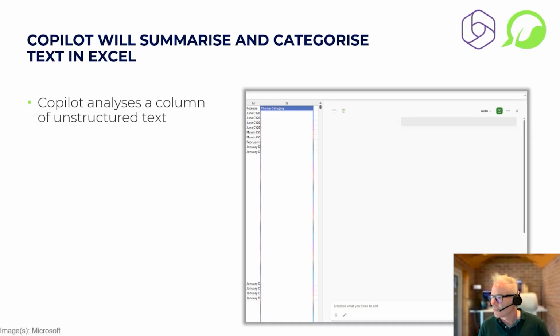Copilot will summarize and categorize text in Excel. Let me set the scene here.